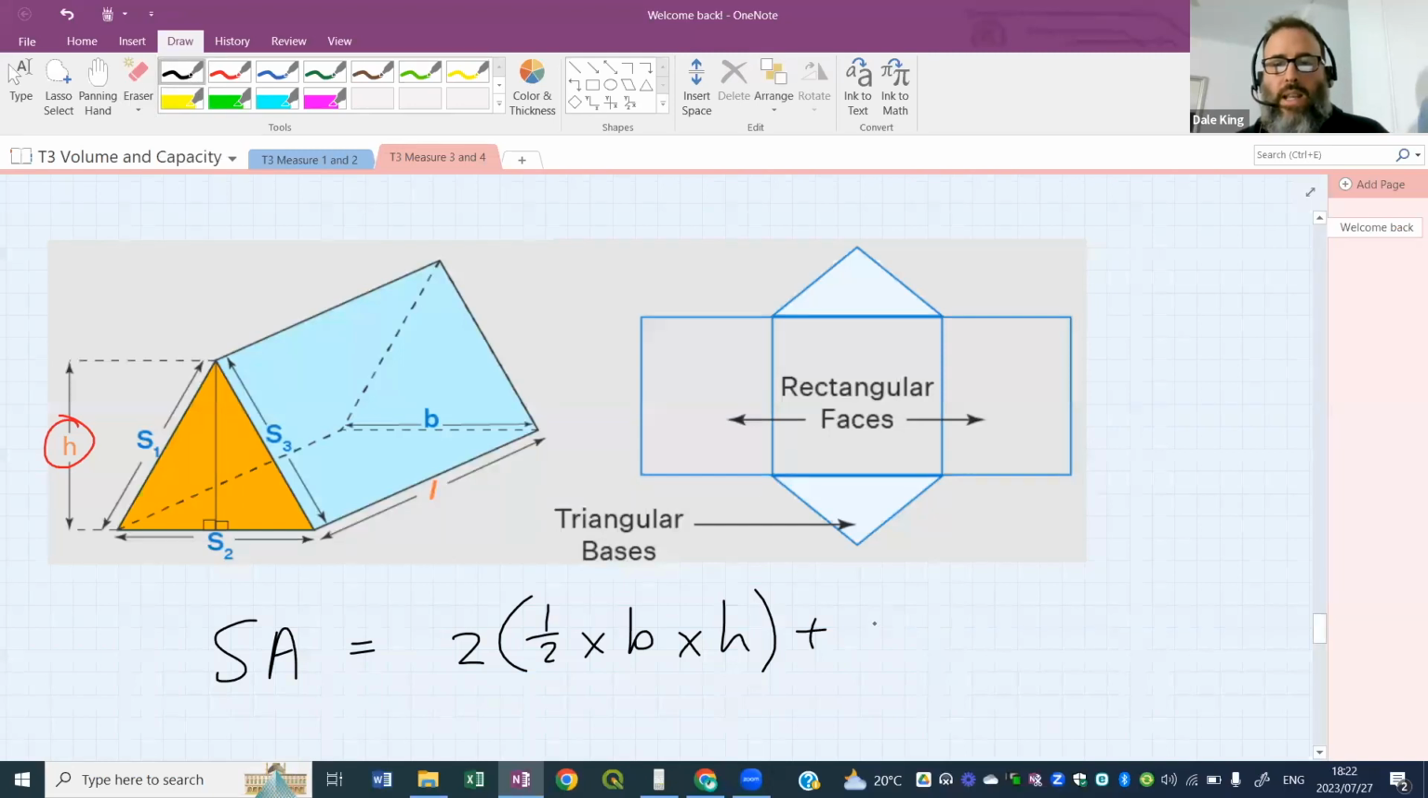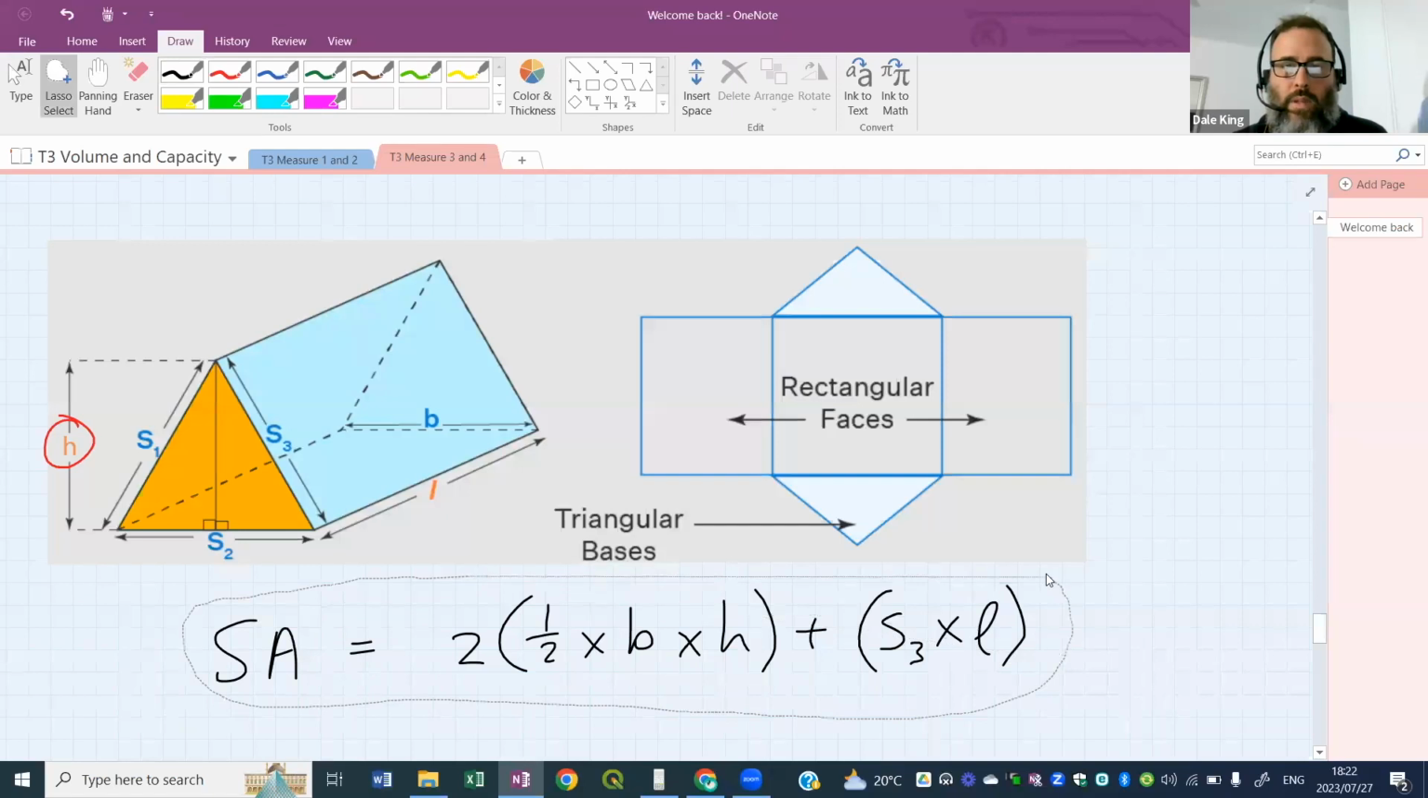So I'm going to say I need an S3. That's its name. Times L. Because it's a rectangle, it's like length times breadth. But instead of breadth, I've got S3, unfortunately. I'm going to move this formula over because it's actually quite big. I need some space for this.